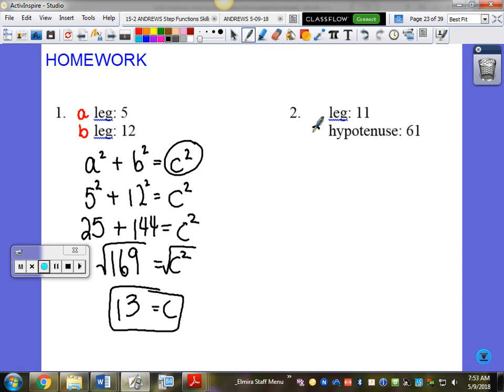So hypotenuse is C. I'm going to make the other leg B. You can make it A if you want, but I always like the A to be the variable. Okay. So I'm going to have A squared plus B squared equaling C squared. I don't know one of the legs. That's what I'm trying to find out. So I'm going to leave that a variable. Put 11 in for B, equals 61 squared.